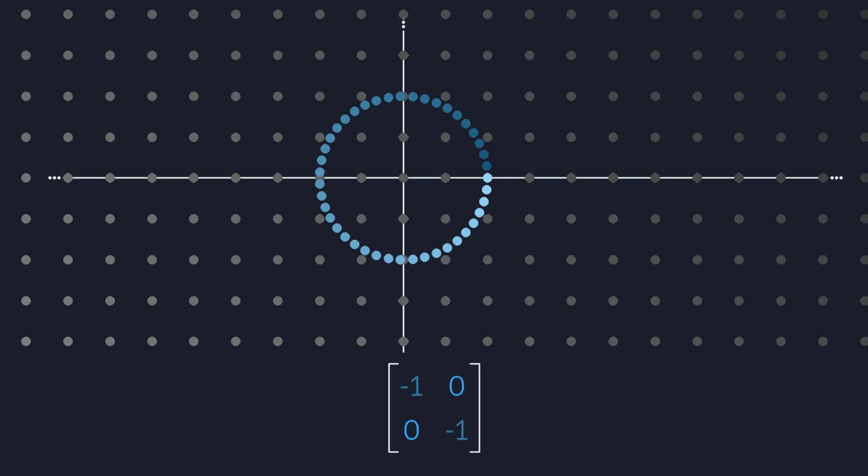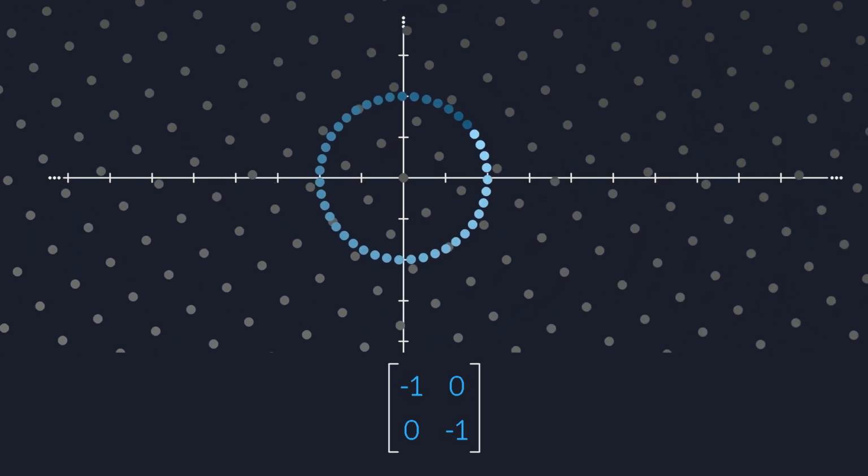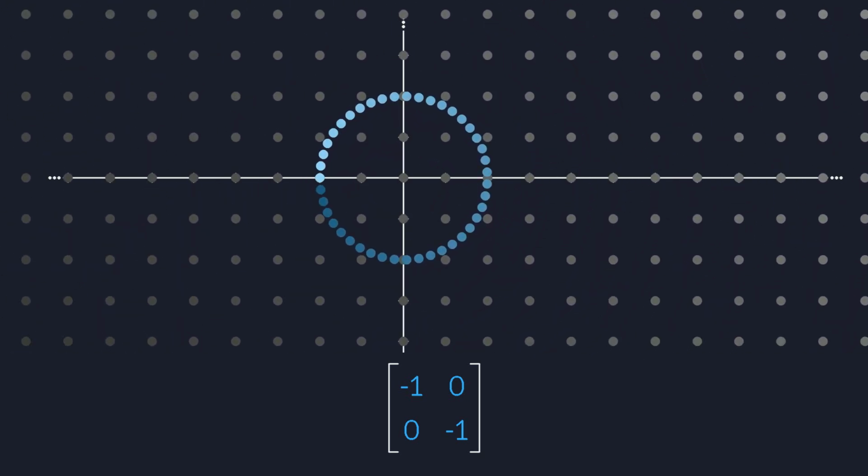Another example is a rotation over 180 degrees. It scales all vectors by -1. So these are examples of matrices whose eigenvectors cover the entire plane.